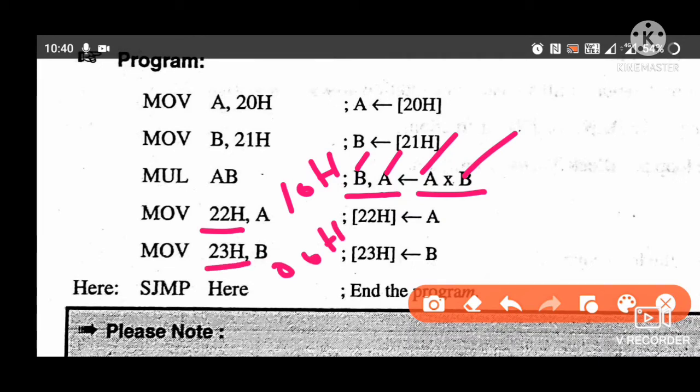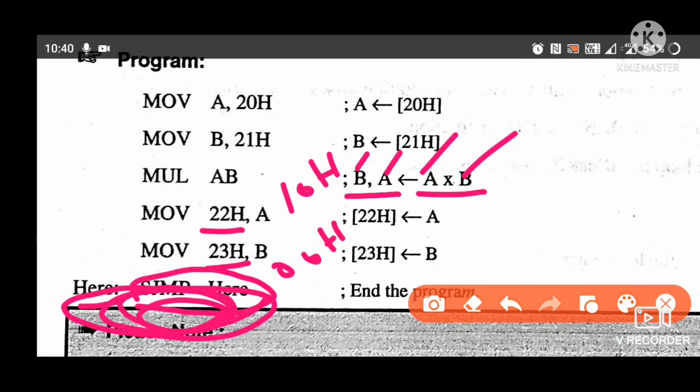At the end of the program we are going to do a short jump. A short jump means we can jump within a range of 256 locations: upward up to 128 and downward up to 128 locations. Here we write SJMP here, which means we jump to the same place itself, like a short jump. This is the end of the program. Finally, we stored the data inside the 22h and 23h locations. Okay, thank you.